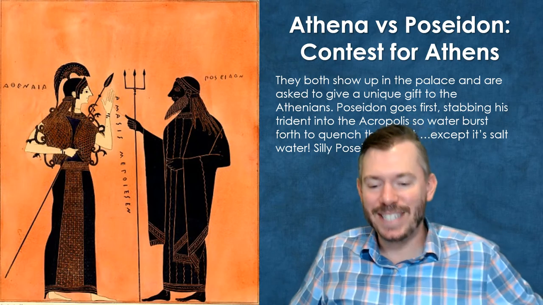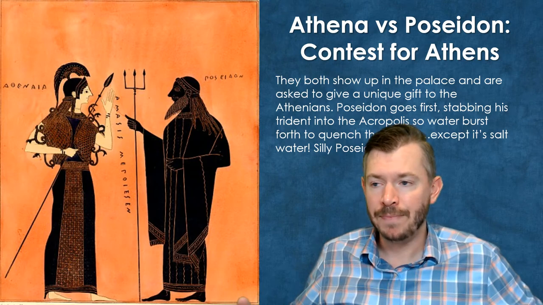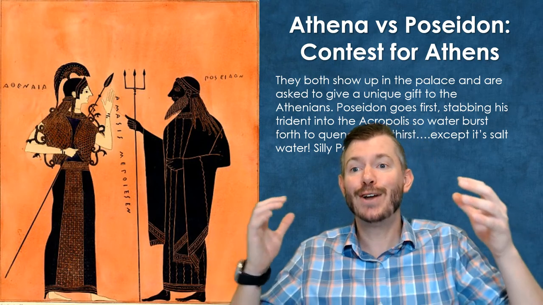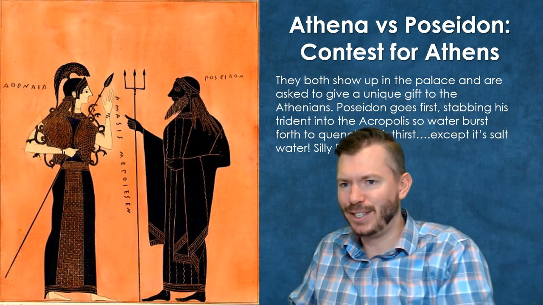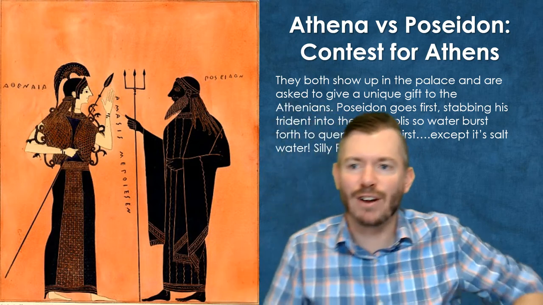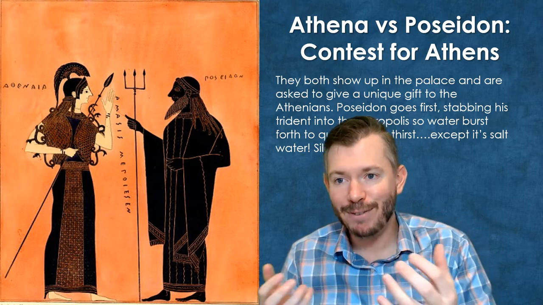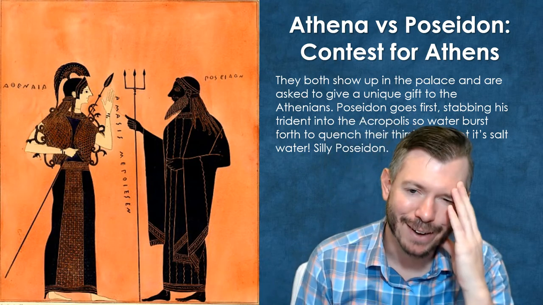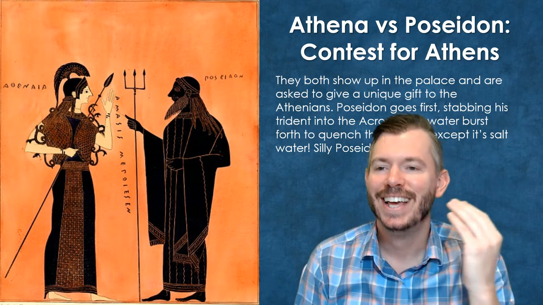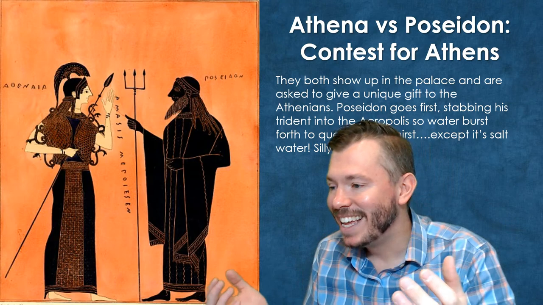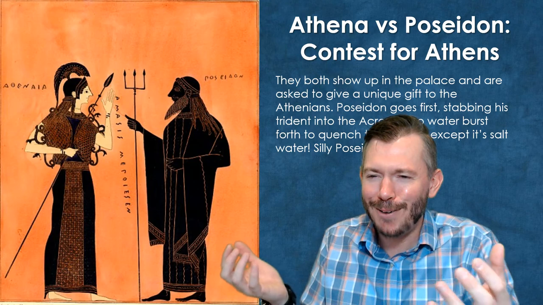Now, Poseidon is the first person to give his gift to the city of Athens, right? And he gives water, which sounds like a great gift, right? So in order to do so, as god of the sea, he smashes his trident into the ground onto the Acropolis in Athens, the high point of the city. But of course, Poseidon is not the god of rain, or lakes, or freshwater rivers. He is the god of the sea. And so the water that spurts out of the Acropolis is of course salt water.